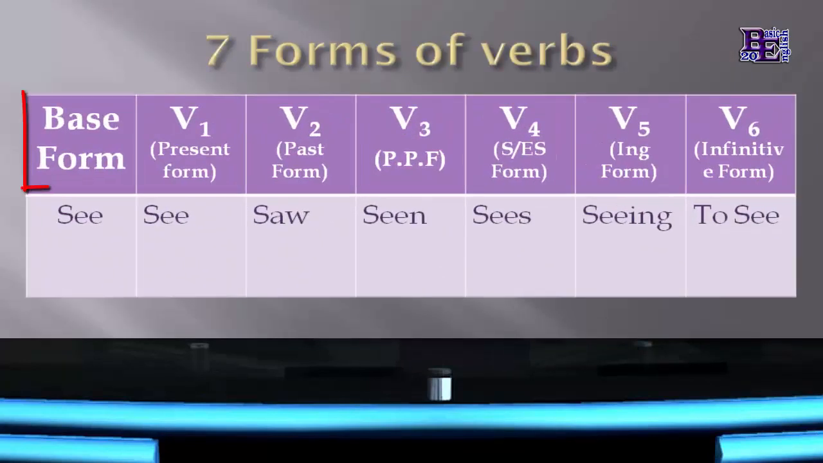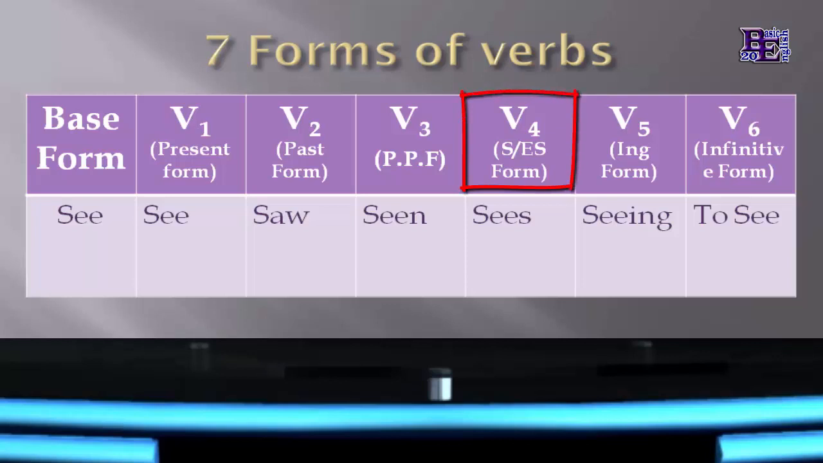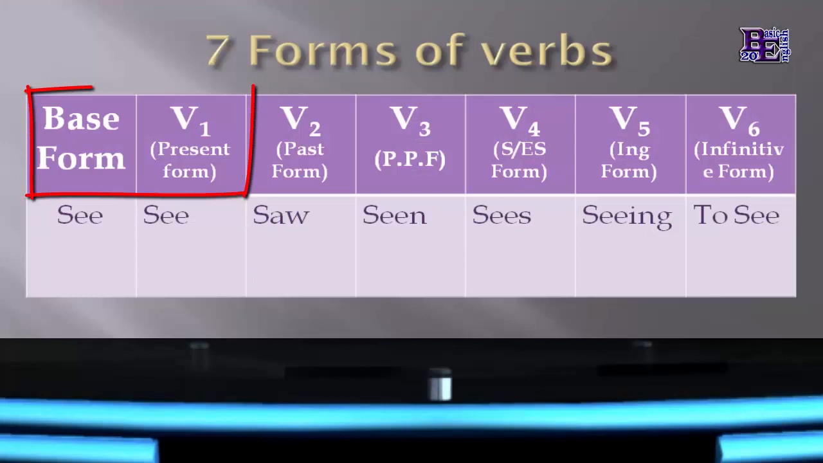So the first one is the base form, the second one is V1 or the present form, the third one is V2 or the past form, the fourth one is V3 or past participle form, the fifth one is the S or ES form, that is verb with S or ES, the sixth one is the ing form of the verbs, and the last one is to plus V1, that is the infinitive form. And in today's video we will mainly discuss the use of base form and the present form of the verbs.